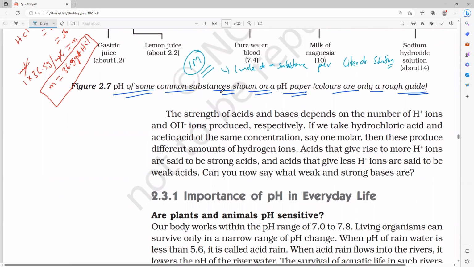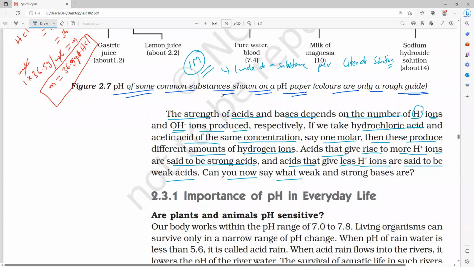And here they are talking about strong acids and weak bases. The strength of acids and bases depends on the number of H plus and OH minus. So if you take hydrochloric acid and acetic acid of the same concentration, say 1 molar, which is stronger? These produce different amounts of hydrogen ions. So acids that give rise to more H plus ions are said to be strong acids, and acids that give less H plus ions are said to be weak acids.